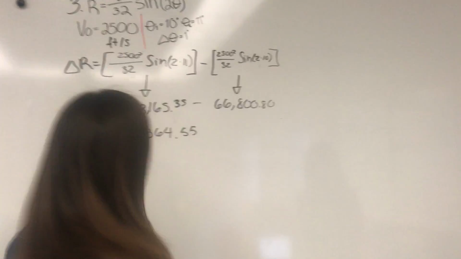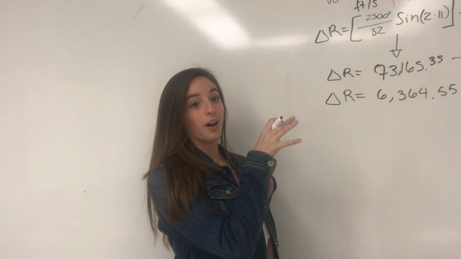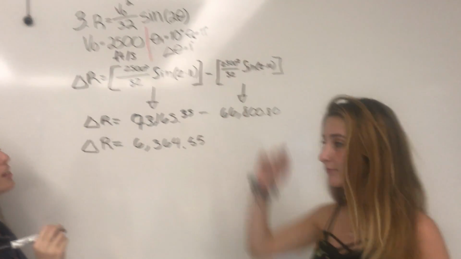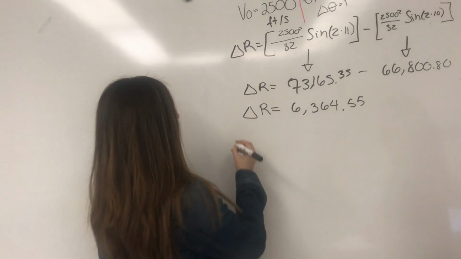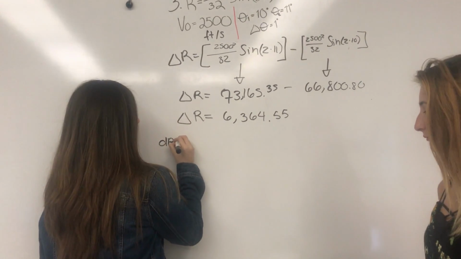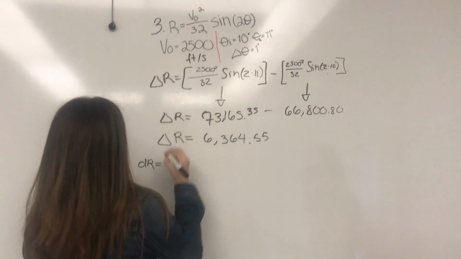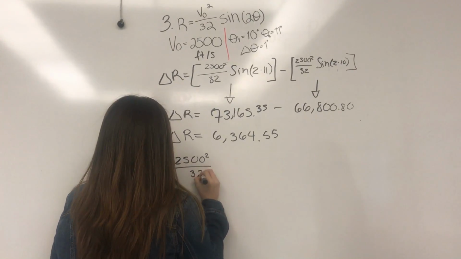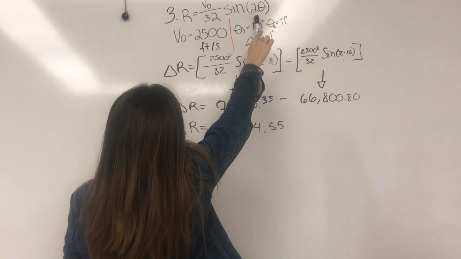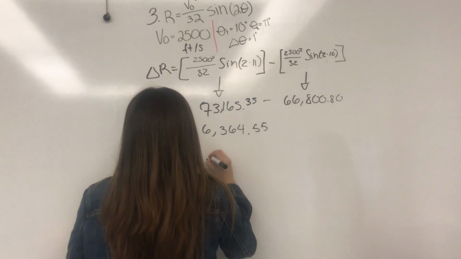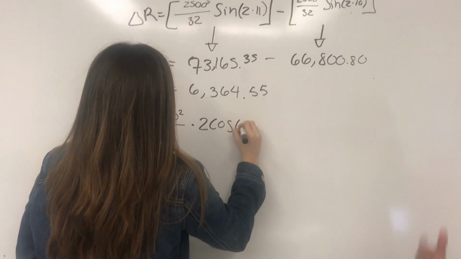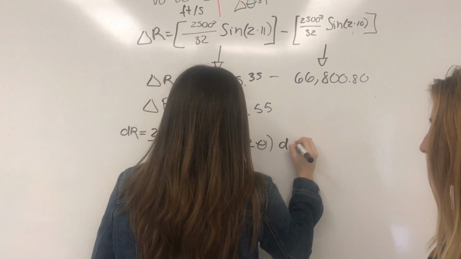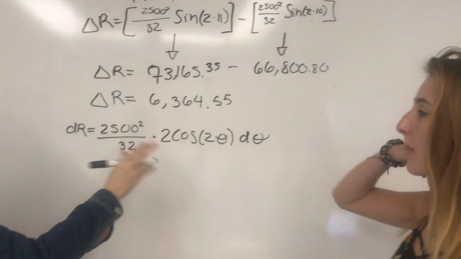Now we're going to use differentials to approximate the value of the change in the range. So what we'll have to do is take the derivative of this function and multiply it by dx. So we have dR is 2,500 to the second power over 32. The derivative of sine 2x is 2 cosine of 2 times the angle, times the angle change. We substitute.